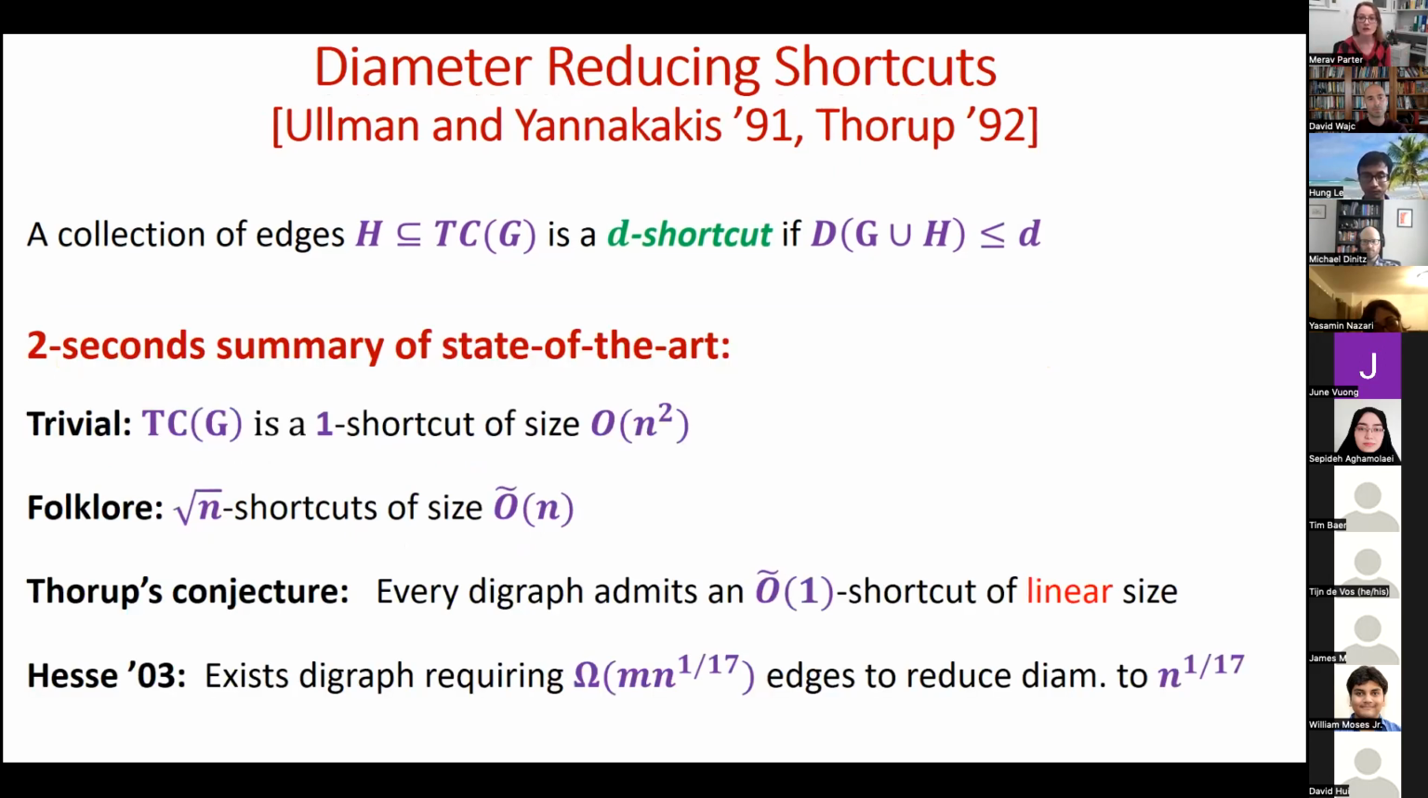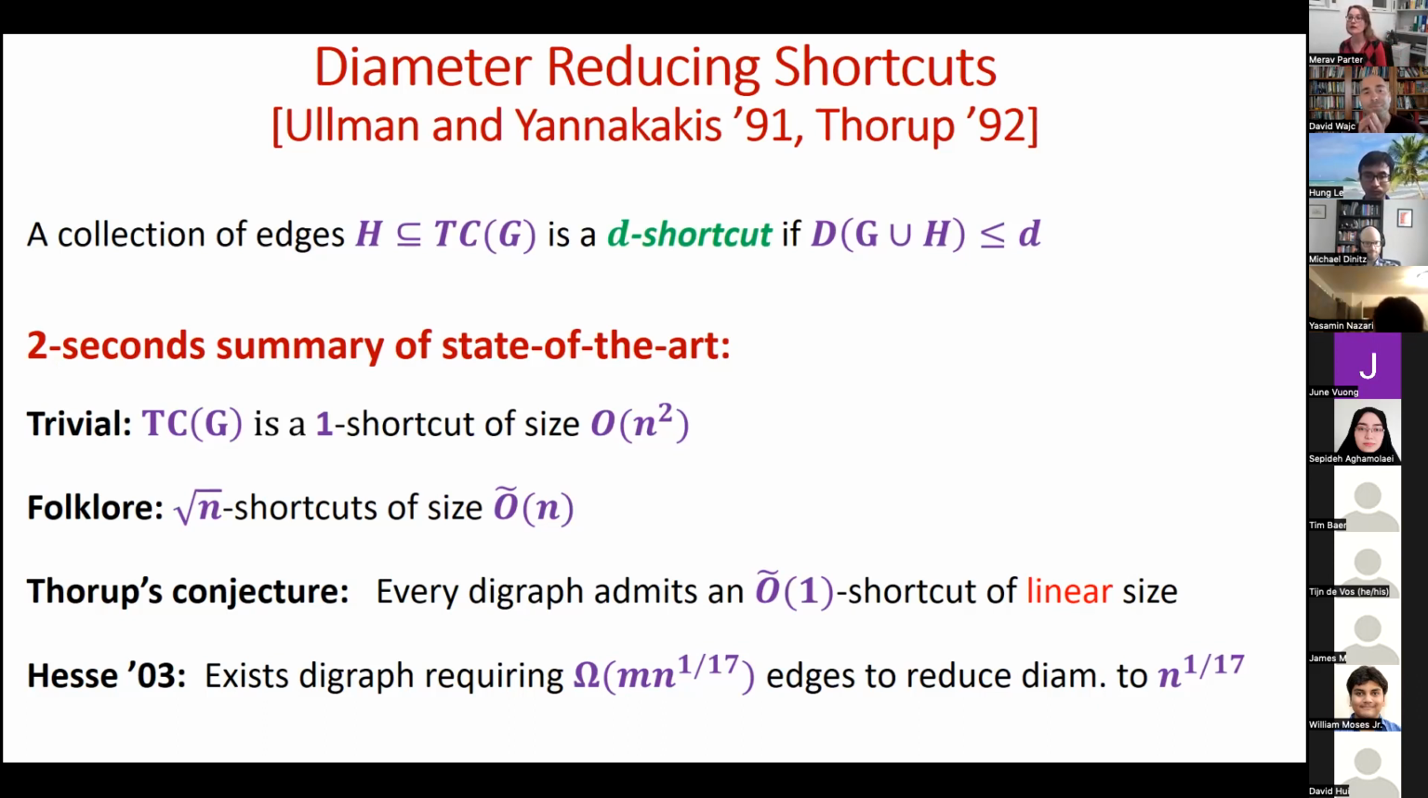Now if you give me just 2 seconds and ask me to tell you something about shortcuts, this is probably what I would say. The first thing is that the most trivial thing to do is to take all the edges of the transitive closure into our shortcut set. This will bring us a diameter of 1, but the size can be as large as n squared, which is a really bad trade-off.